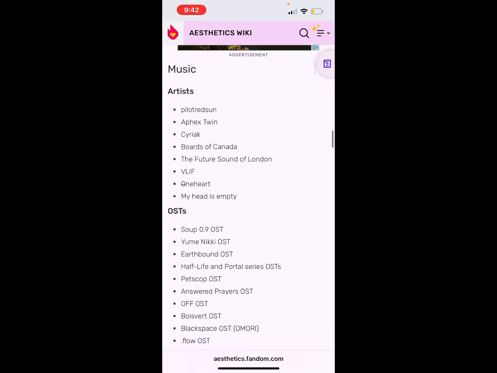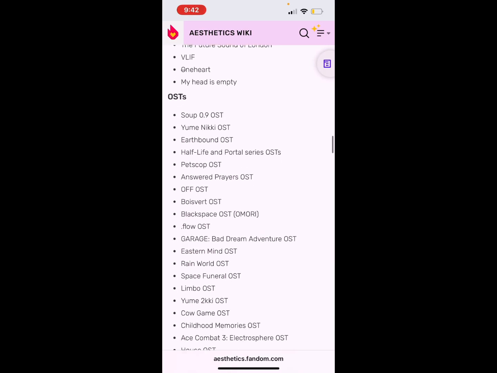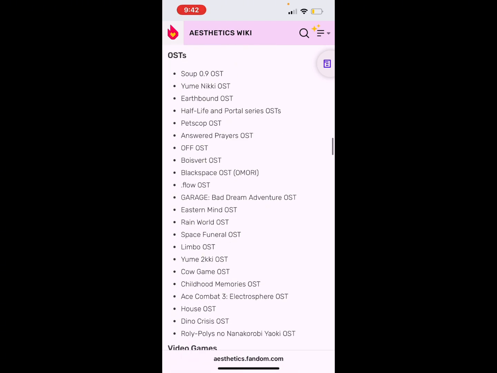And now here's all the music artists. I'm just gonna scan through because I'm not doing all that.